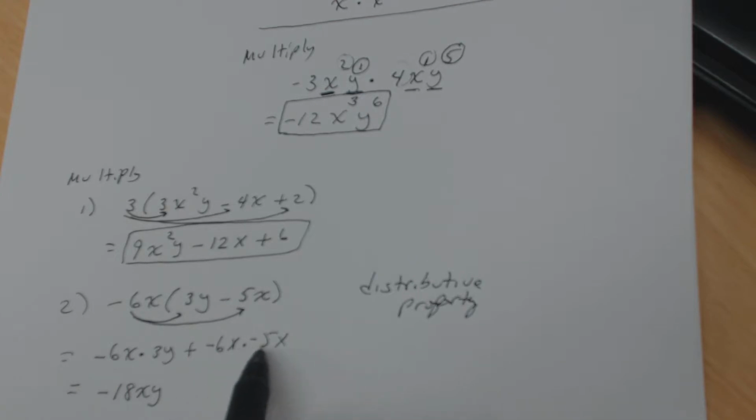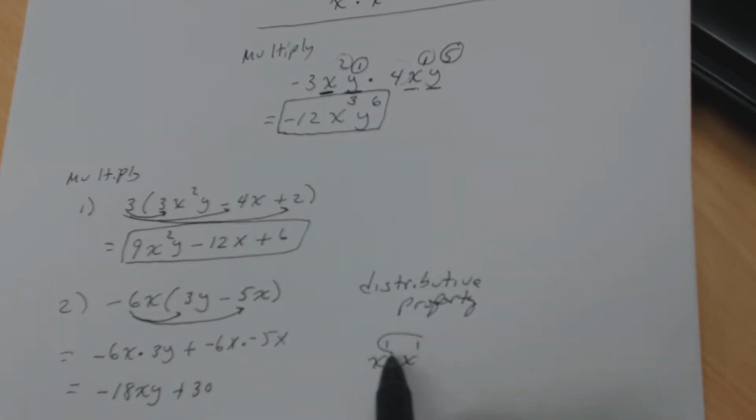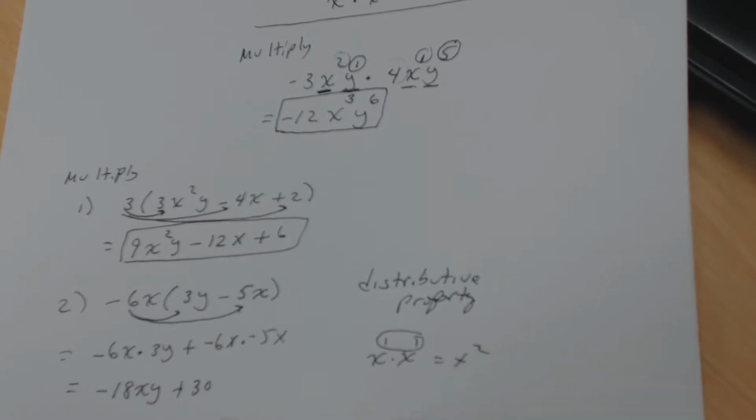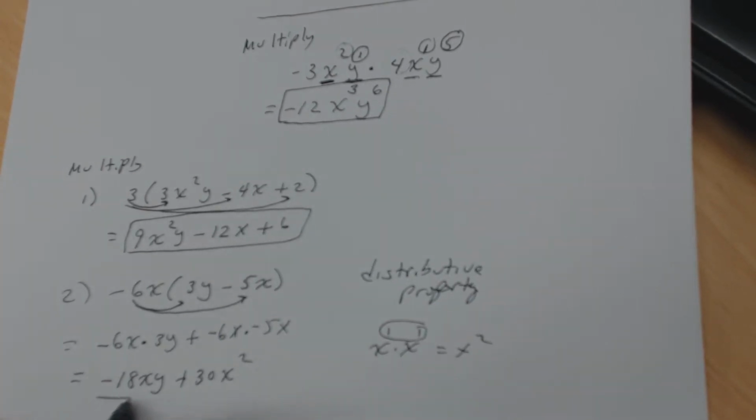And then a negative, remember, a negative times a negative is a positive. So negative 6x times a negative 5x is going to be a positive 30. All right, now remember, this is x times x. So x times x, when you multiply like bases, you add exponents. So this becomes x squared. So this becomes 30x squared. And that's your answer.